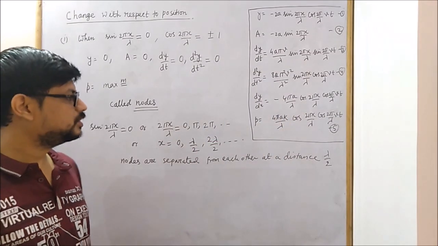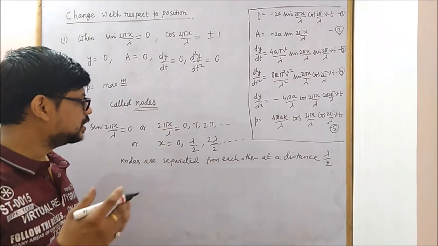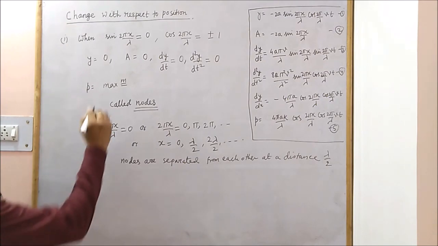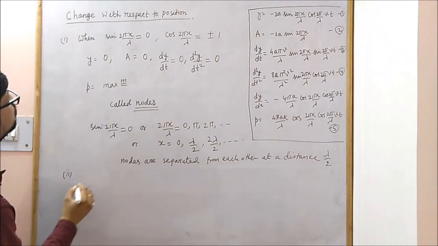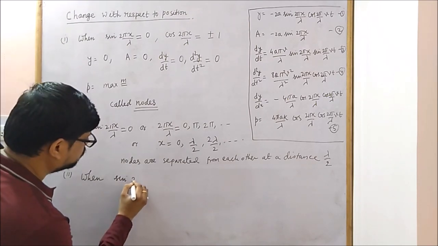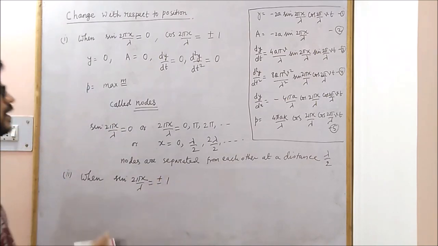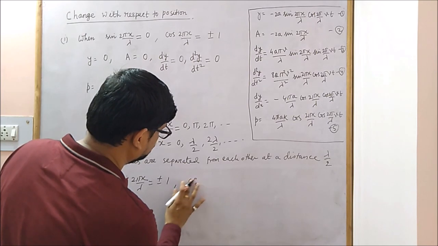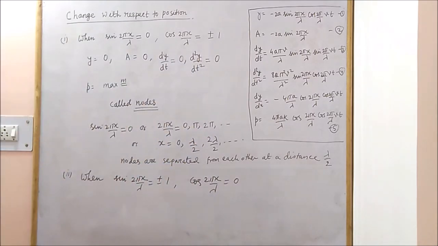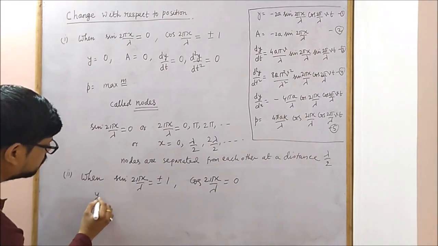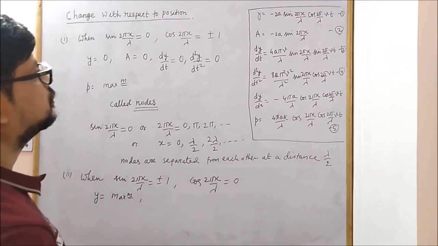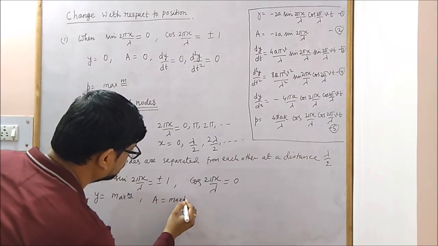Now all particles between two consecutive nodes vibrate in the same phase, and all the particles between the next two consecutive nodes vibrate in the opposite phase. Now case 2, when sine 2 pi x by lambda equal to plus minus 1, and here cos 2 pi x by lambda will be equal to 0. So here the displacement y will be maximum. The amplitude A will be maximum.